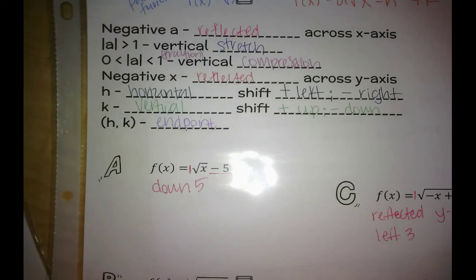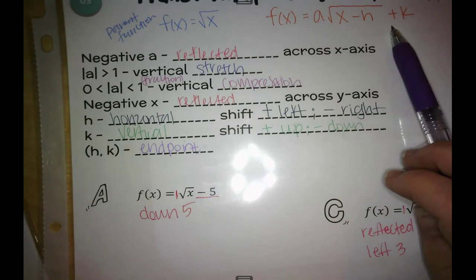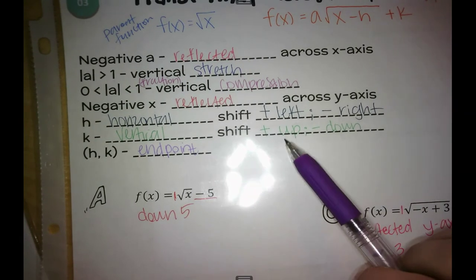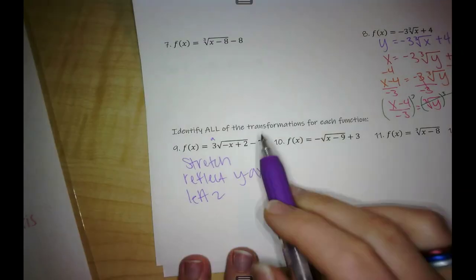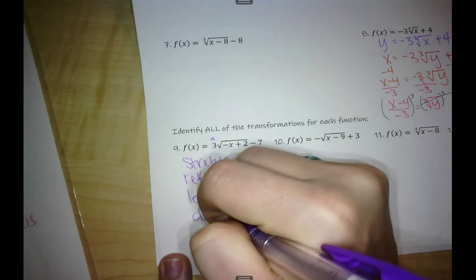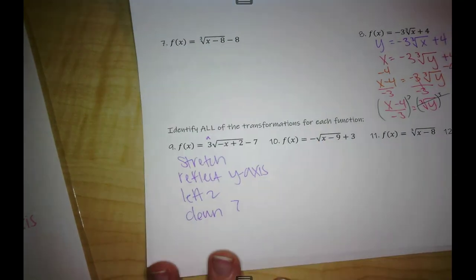And then finally, if we have a number outside, then that tells us whether we're going up or down and by how many. We have a number outside. It's negative 7. That one doesn't lie. So we're going to be going down 7.